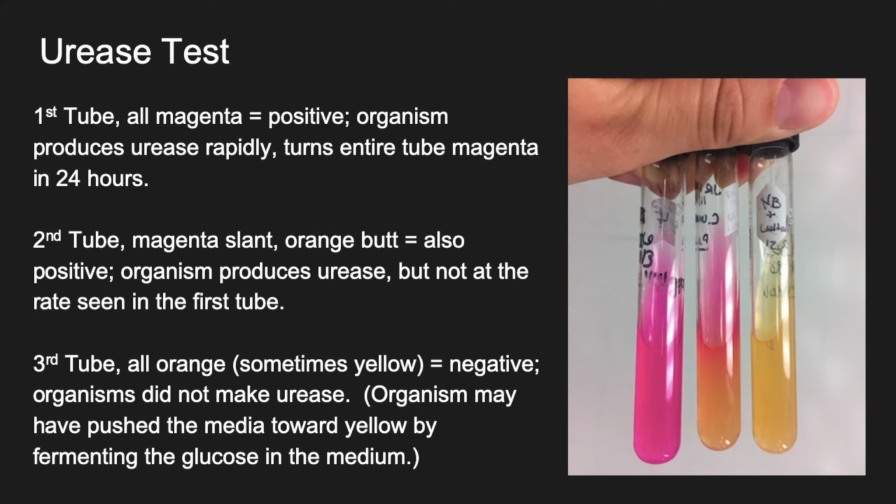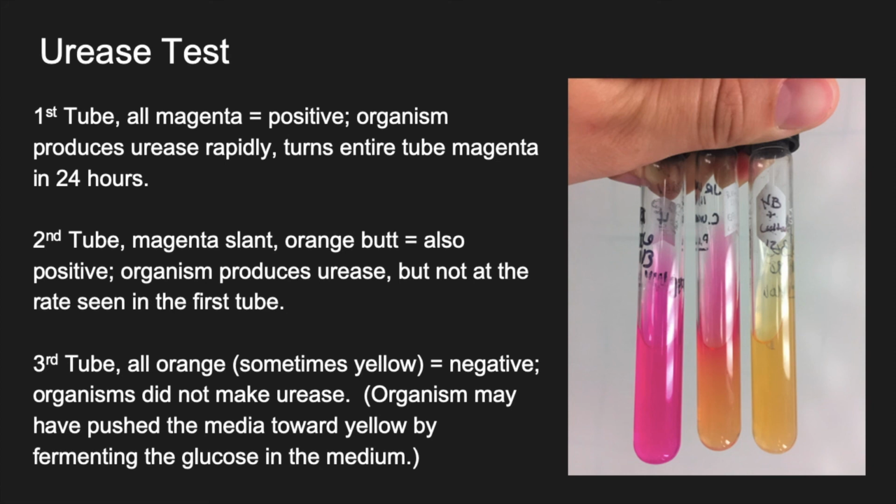The second tube, the one in the middle, has a magenta slant, but the butt or the bottom of the tube is orange. This is not a negative result. It just means that the organism produced urease at a slower rate than in the first tube. So the urease enzyme is present, it's breaking down urea, but it's at a much slower rate.